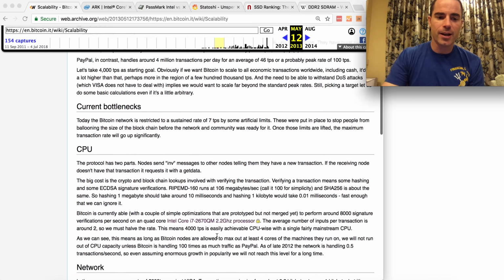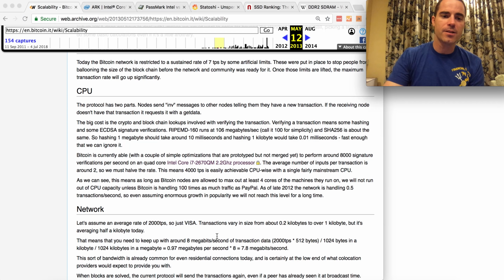So the first bottleneck on the list here is the CPU, right? So it says the protocol has two parts. Nodes send INV messages to other nodes telling them they have a new transaction. If the receiving node doesn't have the transaction, it requests it with a GET data. The big cost is the crypto and blockchain lookups involved in verifying the transaction. Verifying a transaction means some hashing and some ECDSA signature verifications.